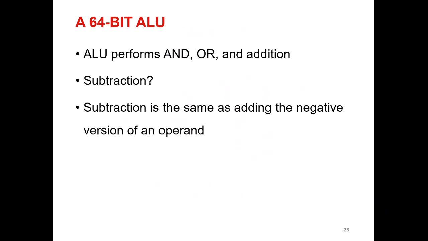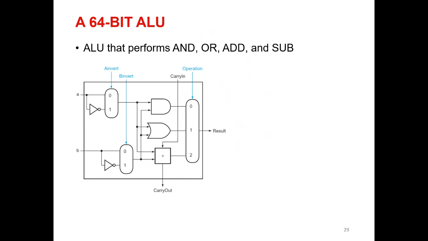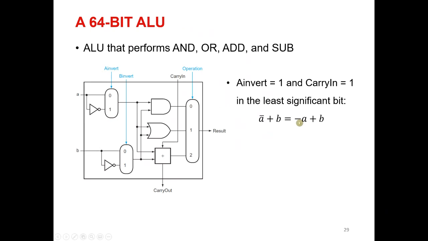If you remember, we have seen that subtraction is the same as adding the negative value of one of the operands. And we showed that this was accomplished by taking the two's complement of the operand that we want to negate, which means inverting each bit of the operand and then adding one. This is shown here. So now we are also adding a couple of multiplexors, one here and one here. Why? Because imagine that we want to do minus a plus b. In this case, this is equivalent to adding the negated value of a plus 1.